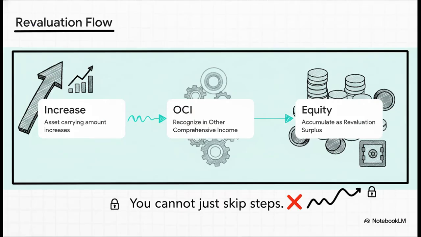So think of it as a mandatory three-step journey. Step 1, the revaluation increase happens. Step 2, it absolutely must pass through other comprehensive income. And Step 3, it finally parks in equity, distinctly labeled as a revaluation surplus. This is a highly controlled, transparent pathway designed so anyone reading the financials can clearly track these non-operational gains. You simply can't skip a step.